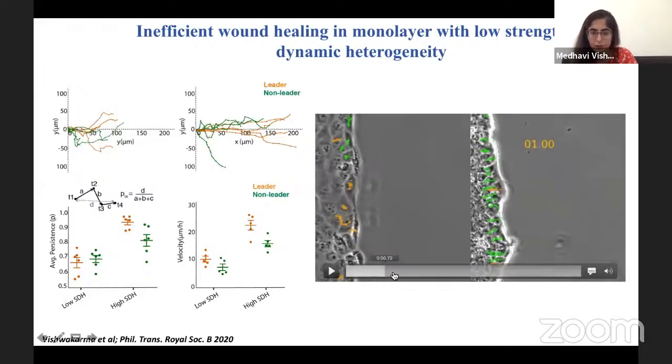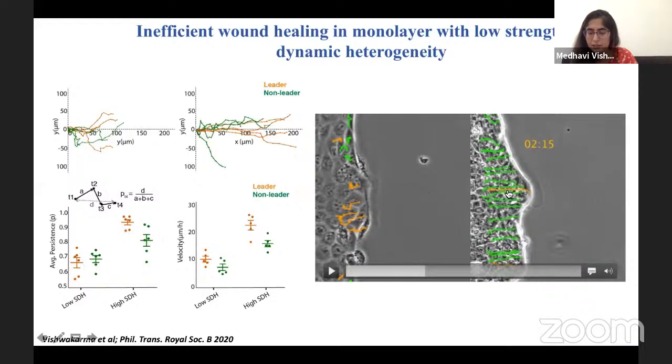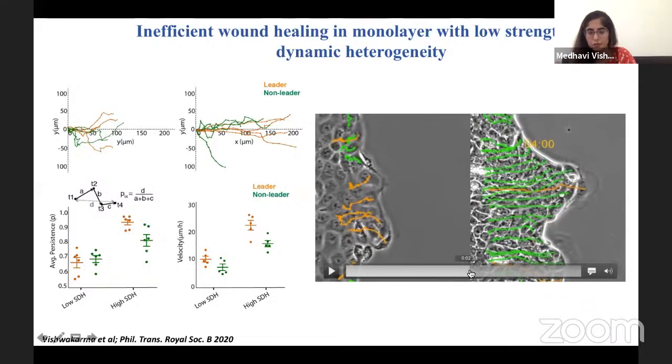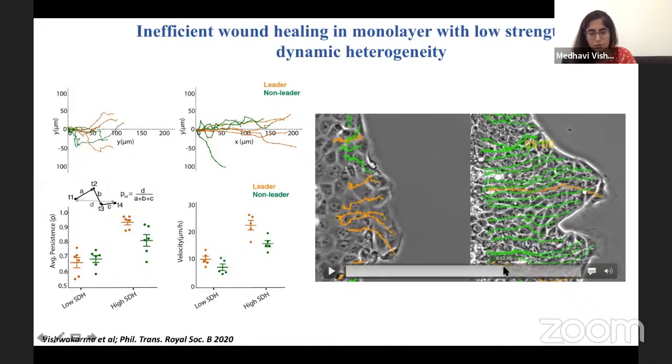So you can see that these orange cells are leader cells here. The leader cells are migrating in a very good direction, where it has to go, and all the cells are migrating nicely towards the gap. But in this case, you see that the cells are moving very randomly and there's no leader-follower behavior happening.